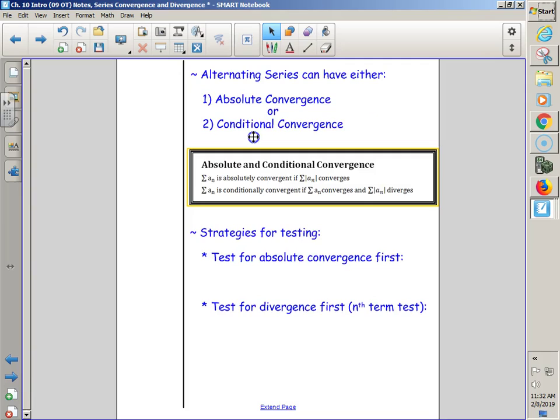But here's something extra with alternating series. There is an extra characteristic description of an alternating series: absolute versus conditional convergence. This is only a thing for alternating series, where we even talk about absolute versus conditional. But guys, just think about the words absolute versus conditional.